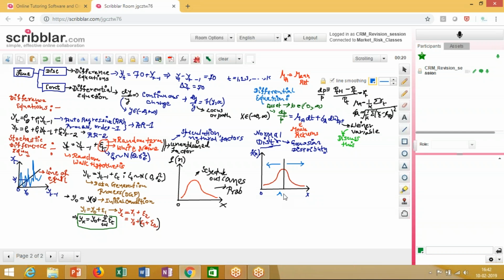Mu, the mean, equals the median equals the mode, right? So it's mu equals median equals mode. So this is where we are. This is one of the important characteristics of this distribution.